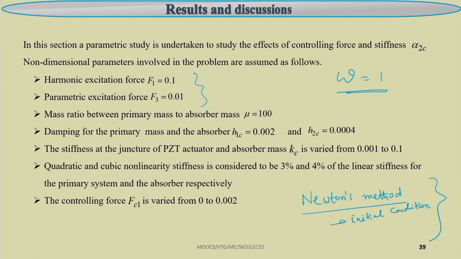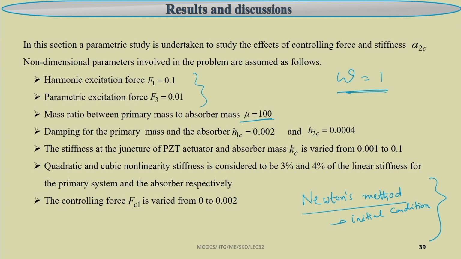So, the mass ratio of the primary system to observer is taken, already I told you that it is taken to be 100. Previous literature limited their analysis up to a mass ratio of 20. So, the damping parameters of the mass and observer are taken to be 0.002 and 0.004.